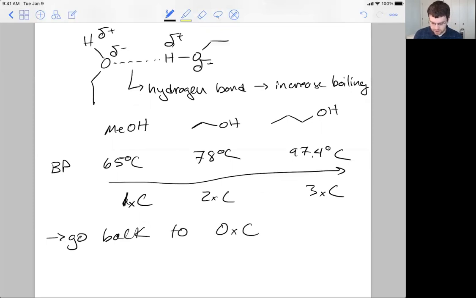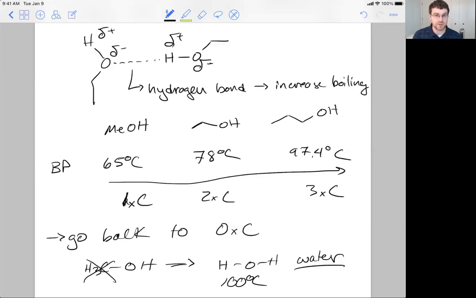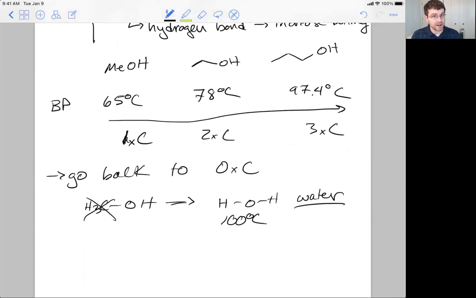If you go to 0 carbons, what I'm saying is instead of CH3OH, let's cross out that CH3 and replace it with a hydrogen, HOH. And now you're back up to 100 degrees Celsius. And this is for water. So water's boiling point is 100 degrees Celsius. You probably know that, but just to put that in context, it boils at a higher temperature than the alcohol with 3 carbon atoms. Now I know water isn't quite an alcohol, but it's still just kind of an interesting trend.